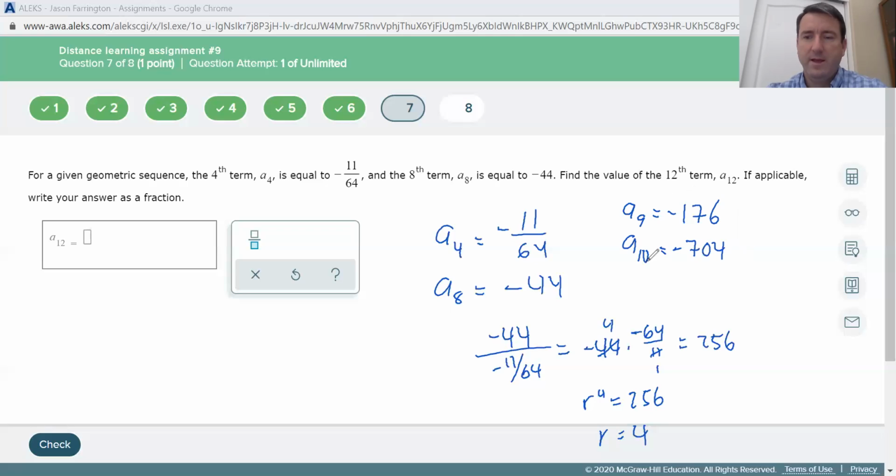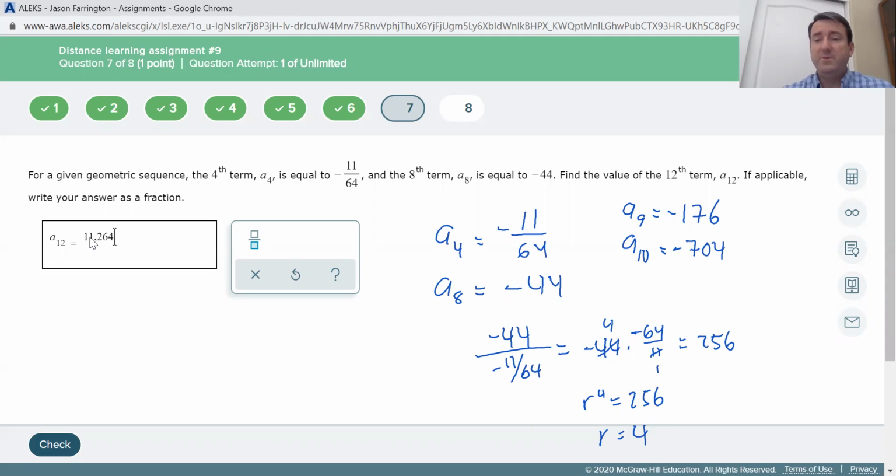Then the 11th term, we multiply by 4 again. That's negative 2,816. And the 12th term, multiply by 4 one more time, and the 12th term is going to be negative 11,264. So that's what I would do: just find the common ratio. Don't worry about trying to find the first term and create a formula for it.